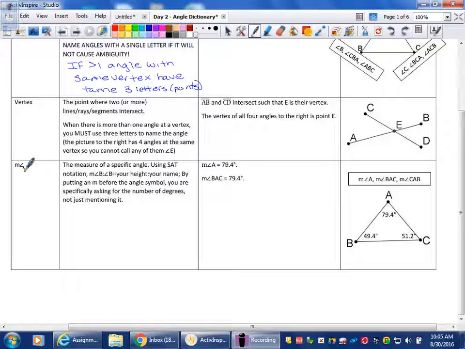Now, when you have the angle symbol and you have a little M in front of the angle symbol, that specifically says the measure of the angle that they've named. So if I look at this triangle here, the measure of angle 1 would be 79.4 degrees, as written here. Measure of angle BAC, well, what's your middle letter? A. Again, vertex A, 79.4 degrees.